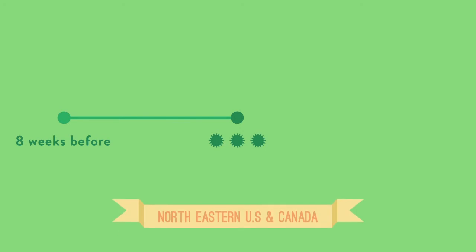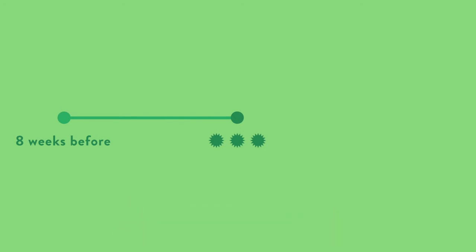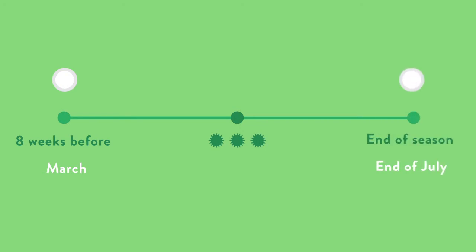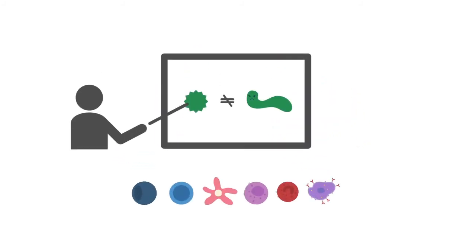This is generally done starting at a minimum of 8 weeks before your local grass season. So for those of us in the Northeast US or Canada, this usually means starting grass tablets sometime in March. The process is done every single day till the end of grass season. Again, this depends on your local area, but for the Northeast US and Canada, it is usually end of July. So in both subcutaneous and sublingual immunotherapy, studies have shown that this really does in fact retrain the immune system.